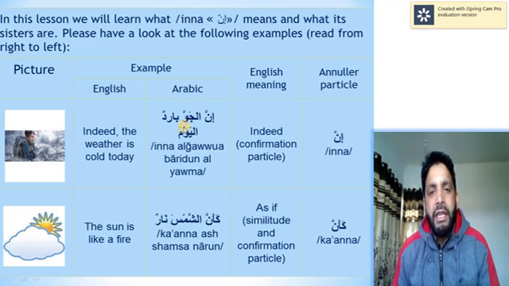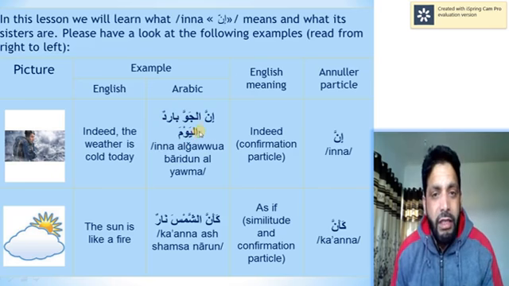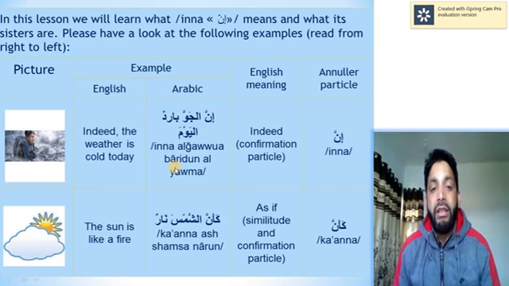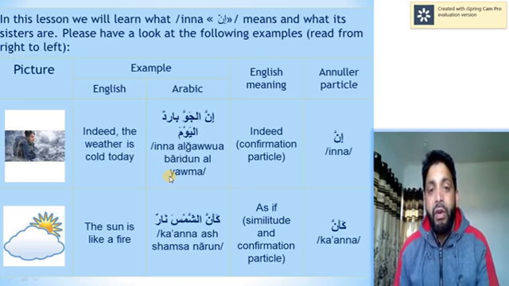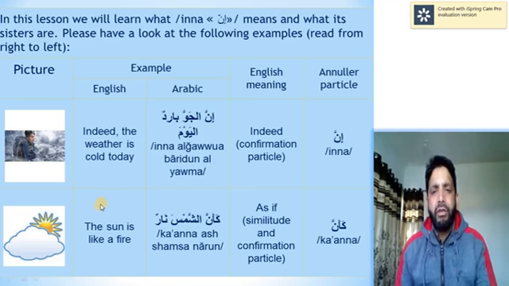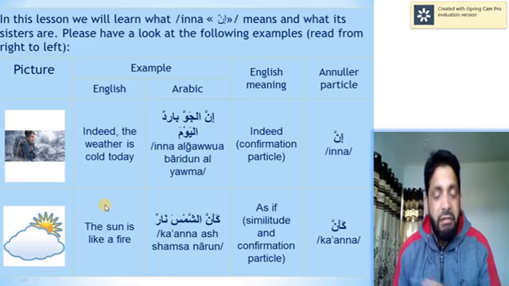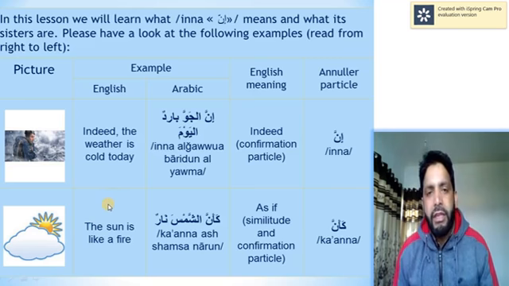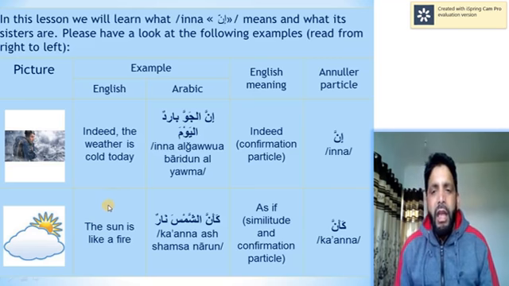So this jaw is basically the noun of inna, and this baridun is its predicate. When we translate it, we say, indeed, the weather is cold today. Now there is emphasis. Before using inna, or in English, indeed, there may be some doubt. But when we use inna, it clears every doubt. There is emphasis, meaning there is no chance of any doubt anymore.